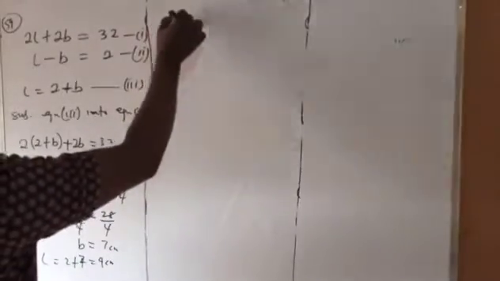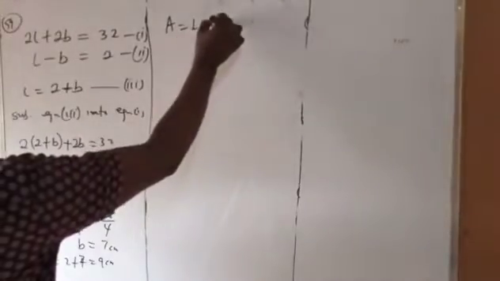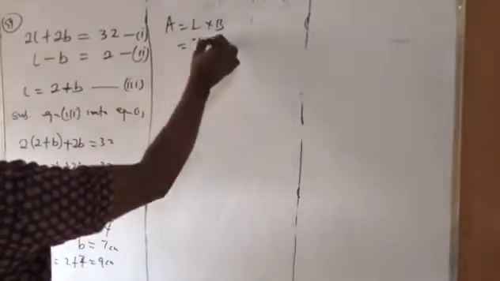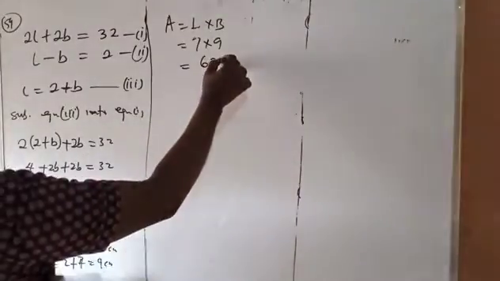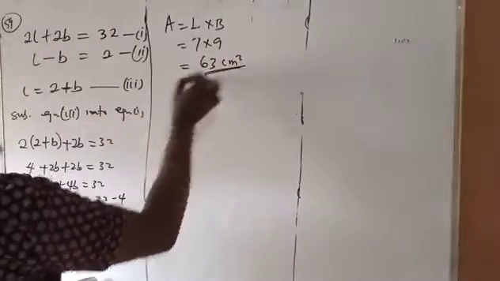And the area of the lawn is length times breadth, which is 7 multiplied by 9. That is equal to 63 centimeters squared.